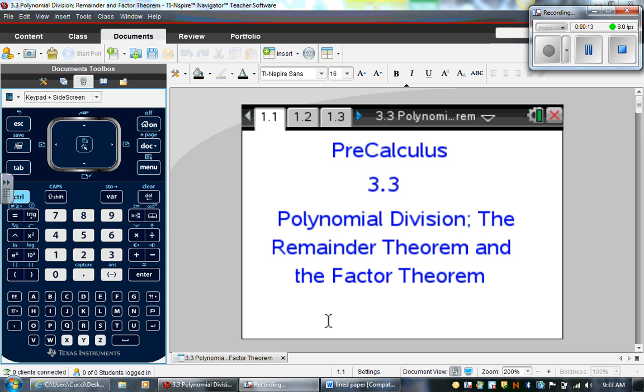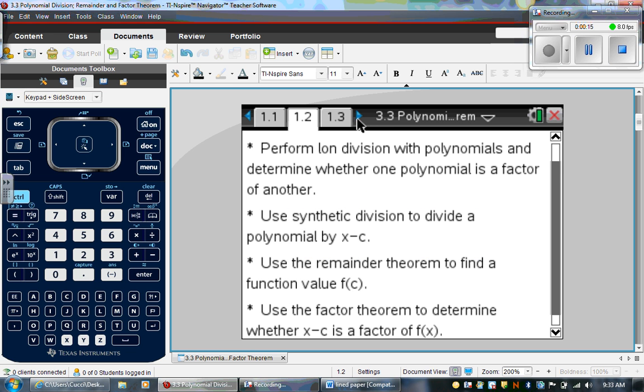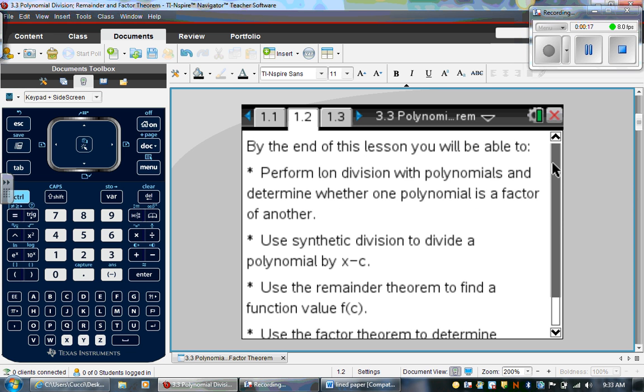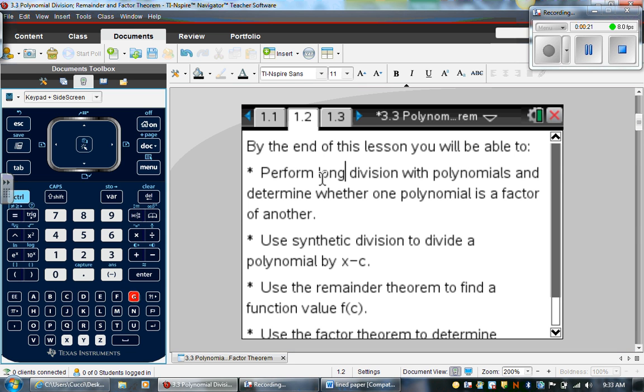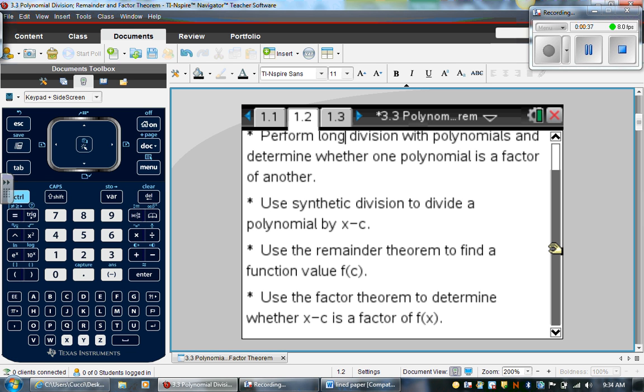By the end of this lesson, you should be able to perform long division with polynomials and determine whether one polynomial is a factor of another. You should be able to use synthetic division to divide a polynomial by x minus c, some binomial x minus c. Use the remainder theorem to find a function value f of c, and use the factor theorem to determine whether x minus c is a factor of f of x.